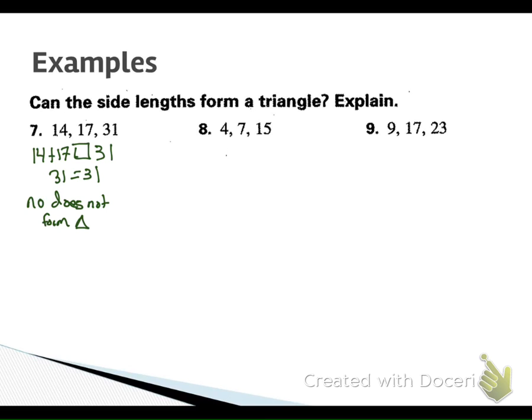Okay, for number 8, we have the same scenario. We see that 15 plus 4 is going to be greater than 7. So I don't need to test that. And we see that 15 plus 7 is going to be greater than 4. But I'm interested in if 4 plus 7 is going to be greater than 15. So we see that 4 plus 7, no, it's not. So we have 11, which is less than 15. Will that form a triangle? No, it doesn't form a triangle.